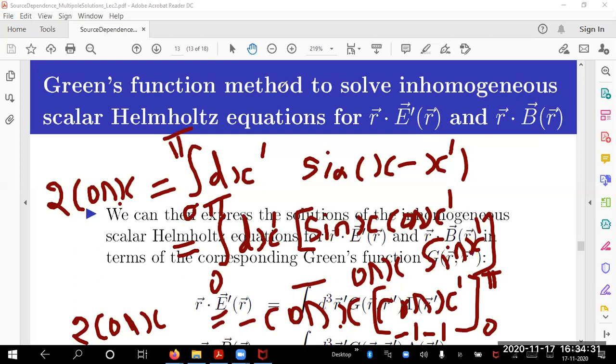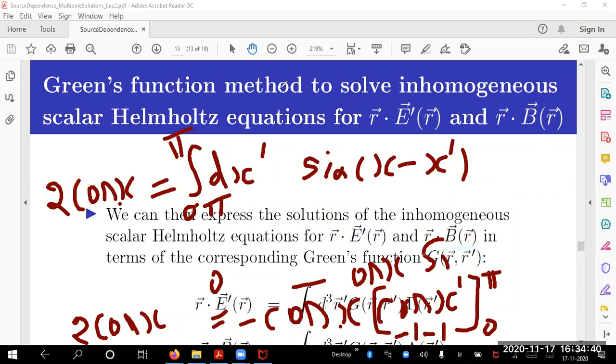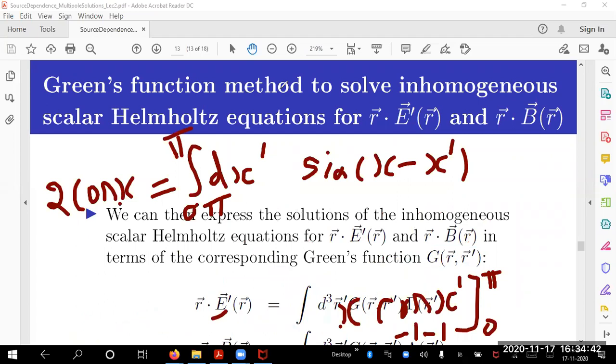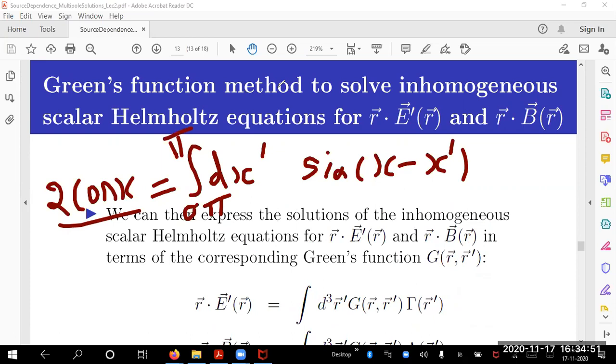So what I have shown you is, if you have sin of (x minus x prime) dx prime with the integration limit given, what is it that you get? This is a function of only x. There is no x prime after integration, correct? So I am telling you a method of solving integrals.